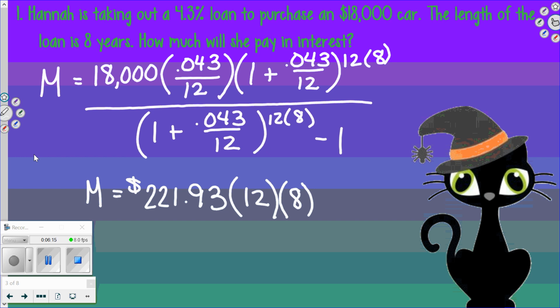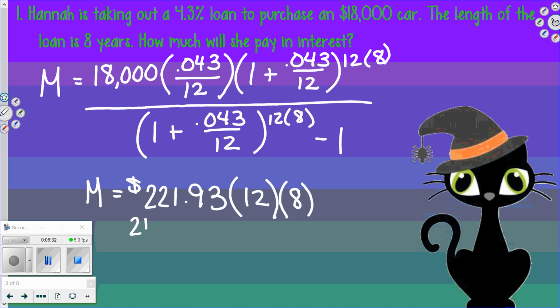Now, in your calculator, do not use all those digits. If you have it sitting there, don't just hit times 12 times 8. You have to actually type in the 221.93. Okay, don't leave all the digits in there. Times 12 times 8. It's going to give you a different answer.